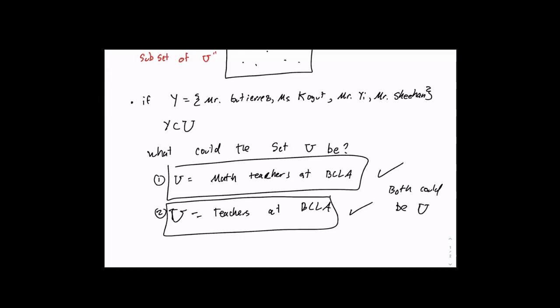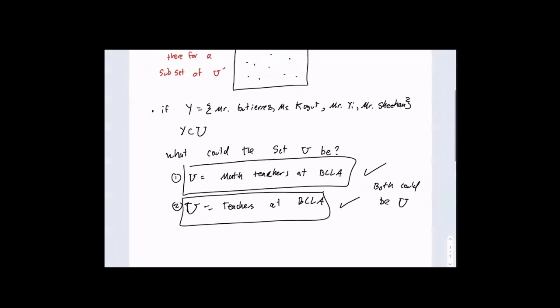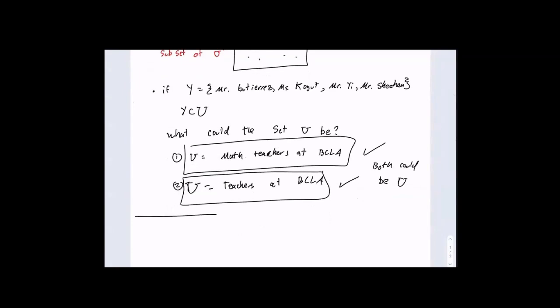So therefore, that is a set of itself in itself. So what could be the universal set? And you would explain that to me. You could be the math teachers of BCLA, because Mr. Gutierrez, Ms. Kogut, Mr. Yi, and Mr. Xian are some of the math teachers at BCLA. They're part of the teachers at BCLA. So that's what we define as the universal set. So I just want to make sure we have that notation.